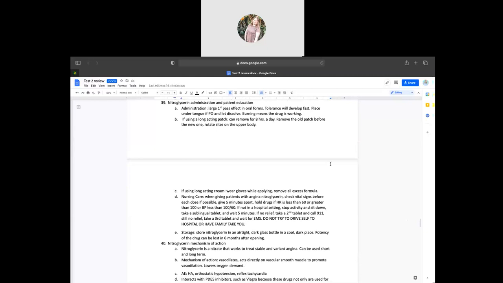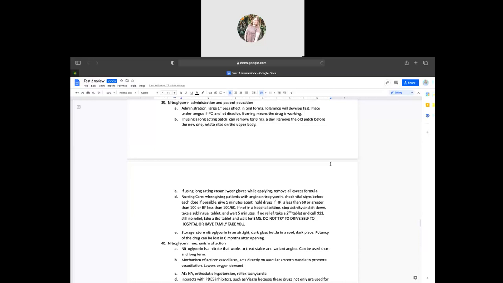One thing is that when nitroglycerin is administered in oral form, there is a large first pass effect, and tolerance will develop quickly. What we will usually do when we give nitroglycerin is put it under the tongue, if oral, and let it dissolve. If the patient reports that they feel a burning sensation, that means the drug is working. If we use a nitroglycerin patch, we can remove it for 8 hours a day.